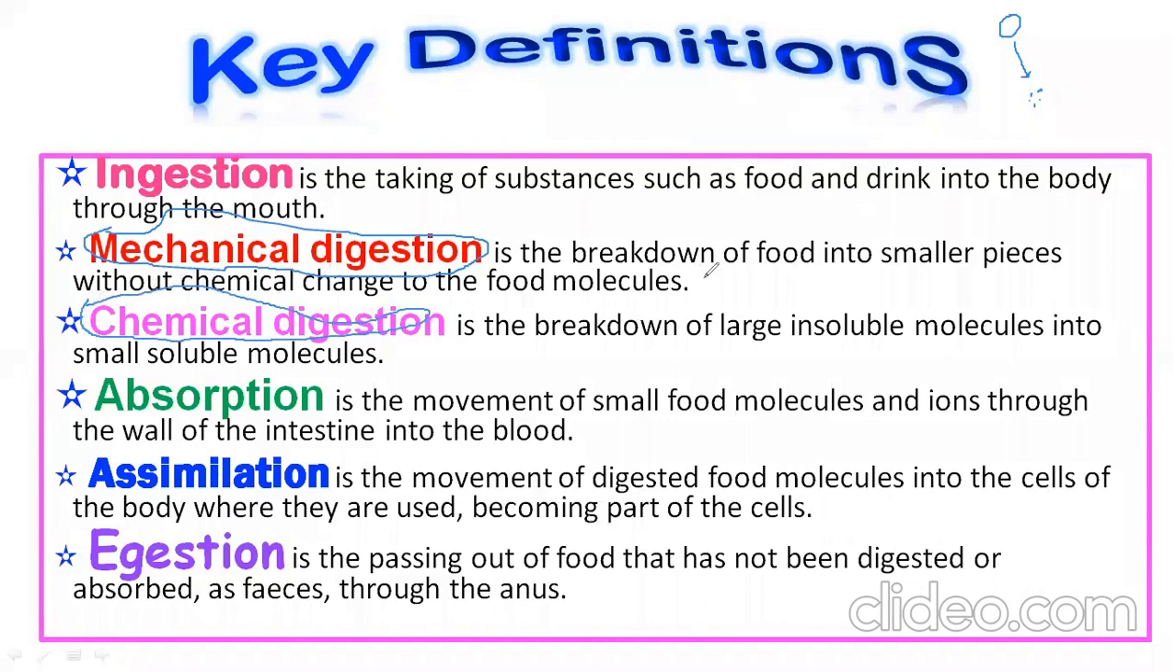Mechanical digestion is the breakdown of food into small pieces without chemical changes. Without means no chemical change is happening. In mechanical digestion, there is no involvement of enzymes. Only the physical breakdown of food happens. For example, if you eat food, your teeth convert it into small particles by mechanical force. There is no role of any enzyme when the teeth convert the food into small particles. This type of digestion is called mechanical digestion.